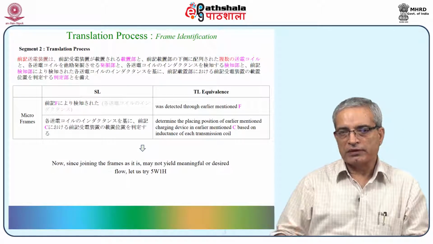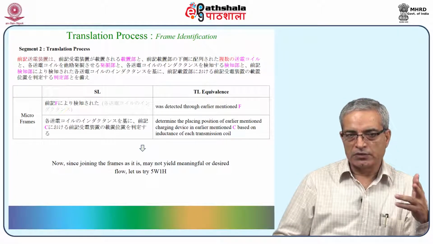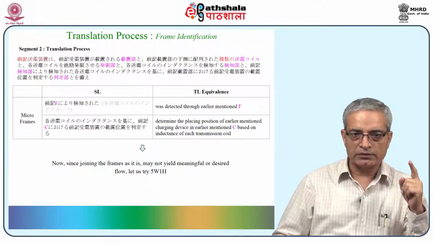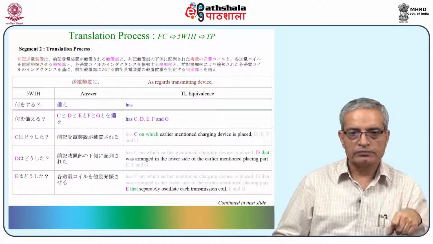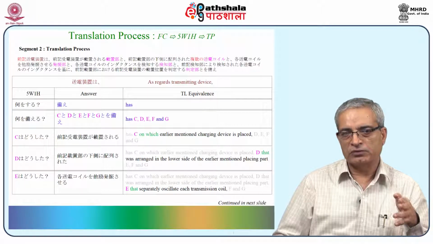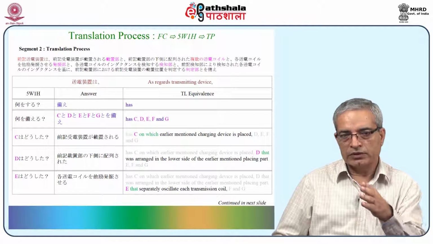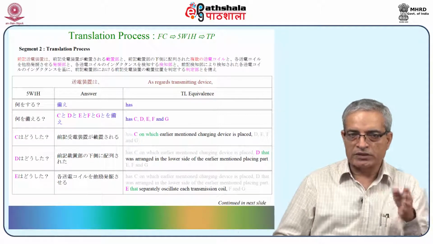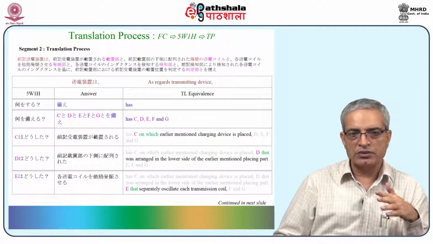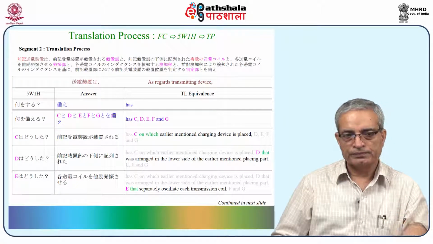Let's try to apply the 5W1H technique, and it comes as follows. Let me try once again. Surabhi, you put the question. Nani o suru. Sonai. Nani o sonairu. Then it is C, D, E, F. So it is C to, D to, E to, F to, G to, o sonai. C wa doshita. Now the verb comes. That is saichi sareru, and zenki juden sochi ga saichi sareru.